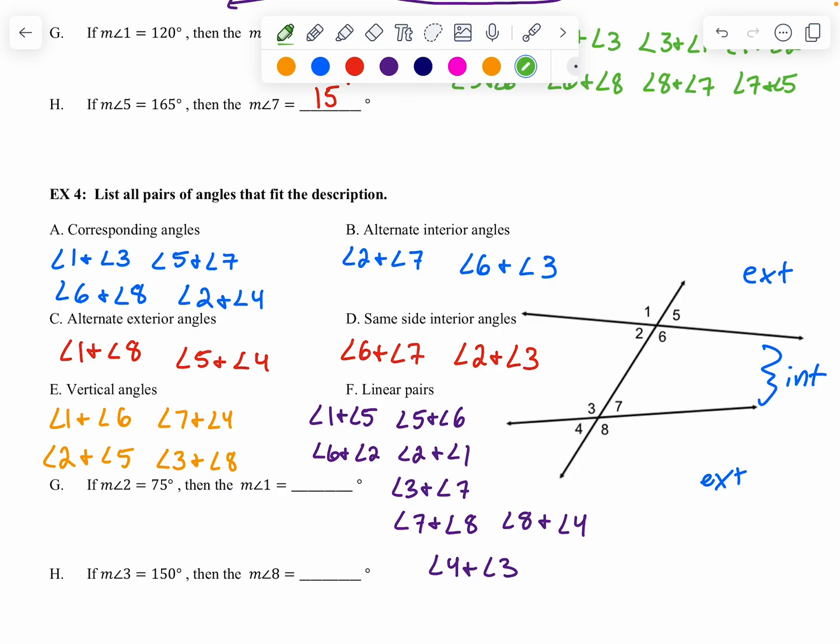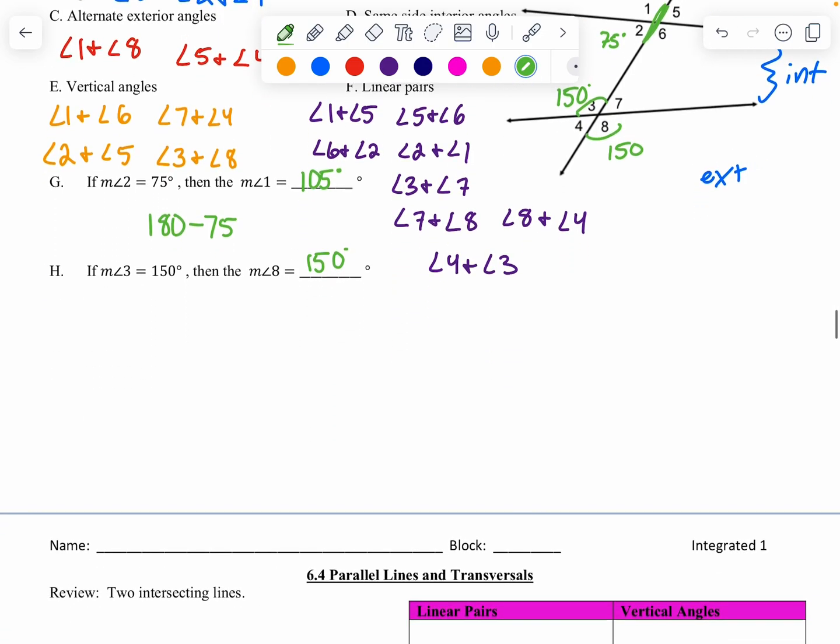Finally, measure of angle 2 equals 75 degrees. So what is measure of angle 1? Well, they are on a straight line together, so I know they've got to equal 180. So I can do 180 minus 75, so I get 105 degrees. And the last one, angle 3 is 150. So angle 8, ooh, those are vertical angles, so this is also 150. All right, I think that is it. Yep, that's it.